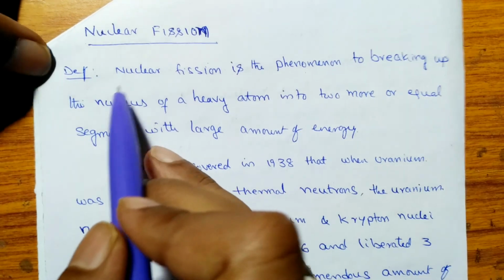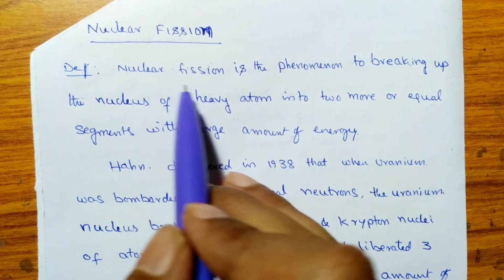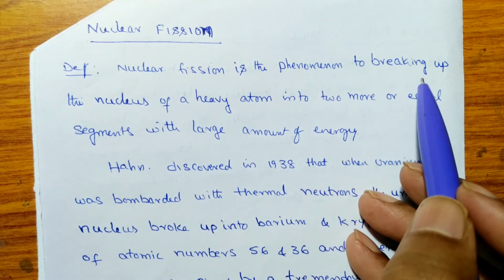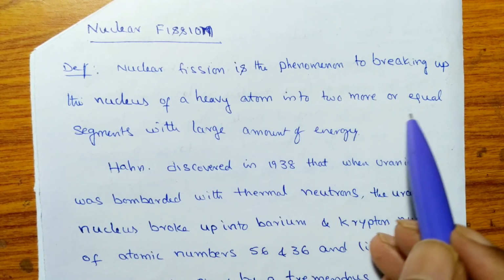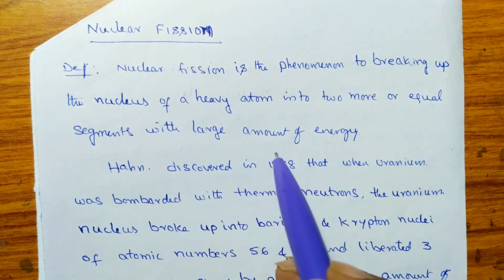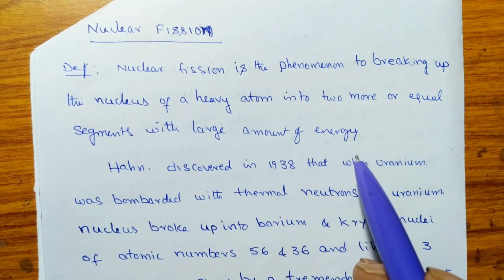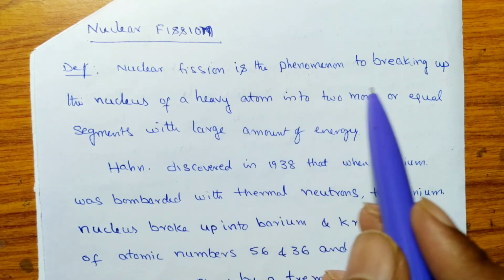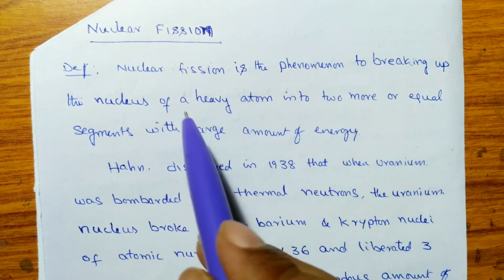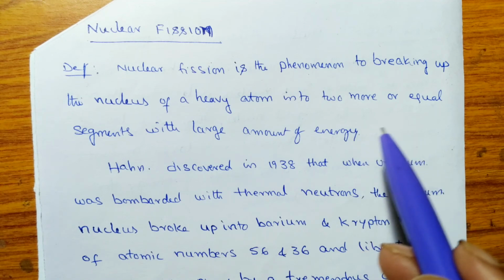Next one is nuclear fission. The definition: nuclear fission is the phenomenon of breaking up the nucleus of a heavy atom into two more or less equal segments with a large amount of energy. This is called nuclear fission. That means breaking up of a big, heavy nucleus into small nuclei.